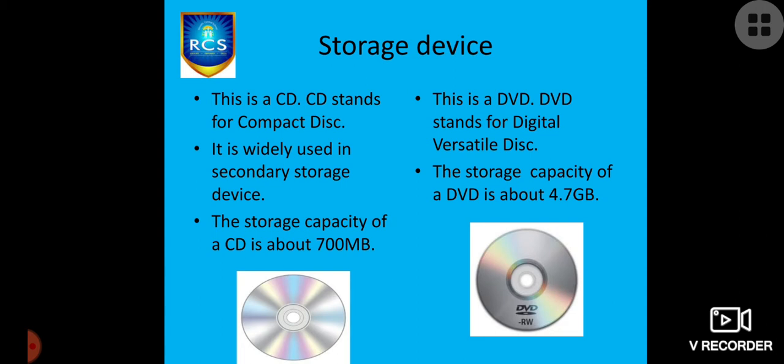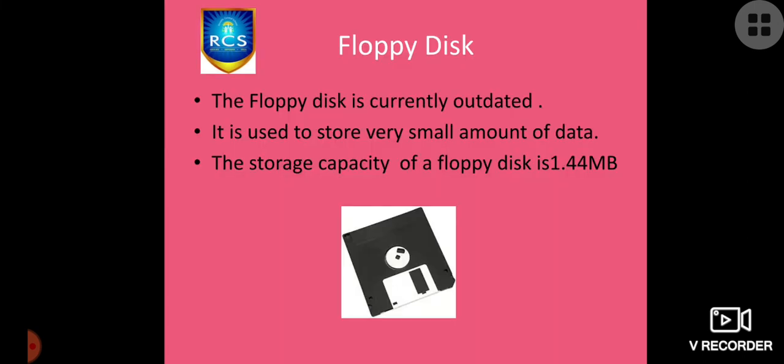This is a DVD. DVD stands for digital versatile disc. The storage capacity of a DVD is about 4.7 GB. Floppy disk. The floppy disk is currently outdated. It is used to store a very small amount of data. The storage capacity of a floppy disk is 1.44 MB.